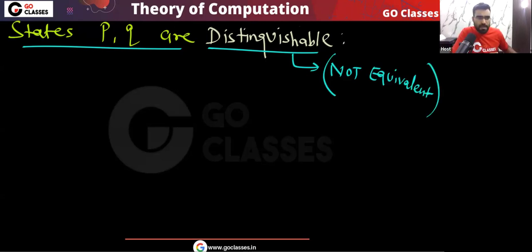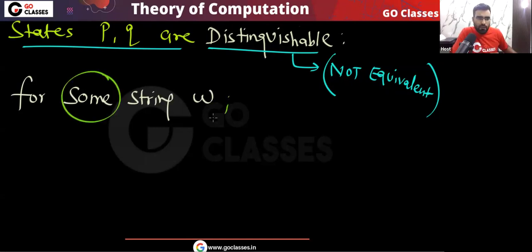So let's see this. You have two states P comma Q again. Now when can I say they are not equivalent? When can I say they are distinguishable? When for at least one string W, P is going to final and Q is going to non-final, or P is going to final, Q is going to non-final.